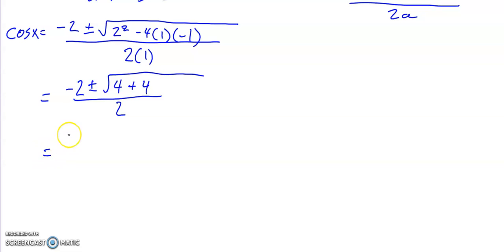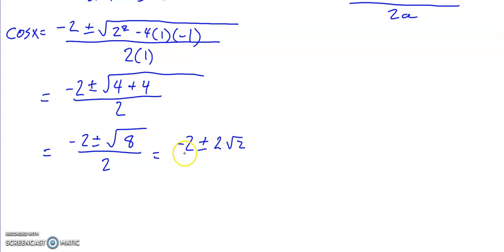Continuing to work, I'm going to get -2 plus or minus the square root of 8, all divided by 2. Let's simplify that square root of 8. Square root of 8 is 2 radical 2, all divided by 2. So the cosine of x equals, everything divides by a 2, -1 plus or minus radical 2.